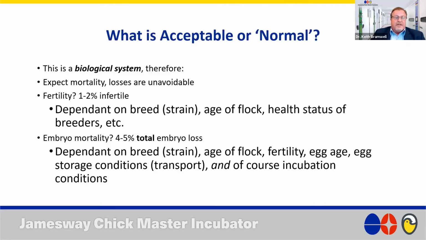And I have to say this a little bit because this has become an issue lately. We're dealing, not really an issue, but we're dealing with a biological system. I think everybody needs to understand this is a biological system. We can expect mortality. It's unavoidable. Fertility, the very best we're going to get is 1 to 2% infertile. A lot of variables in there, but that's the very best we can get.